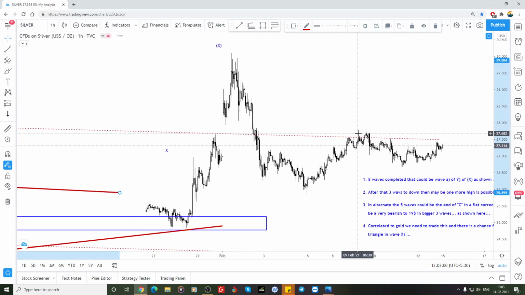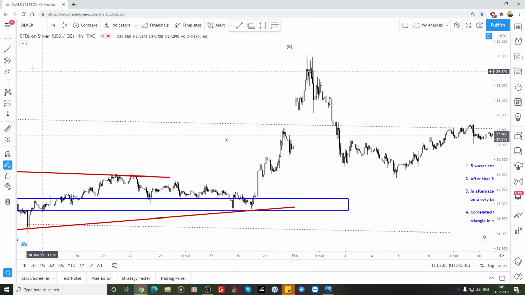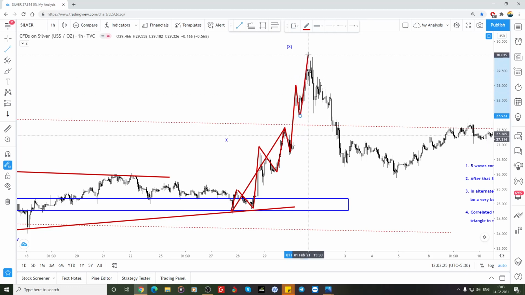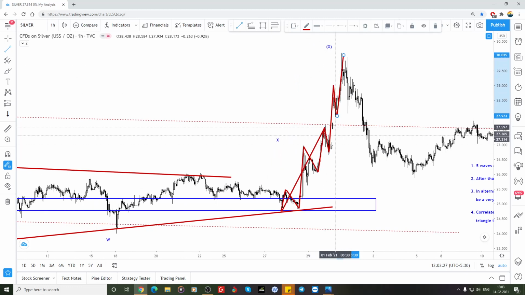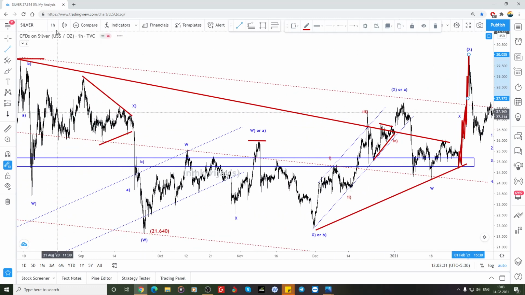Let's see here, right? 1 2 3 4 5. So this whole thing becomes wave 1, wave 2, wave 3, wave 4, and here also it's looking like wave 5. So in that category, 1 2 3 4 5, this could be the end of the trend.